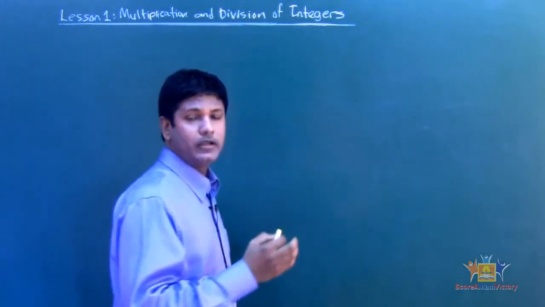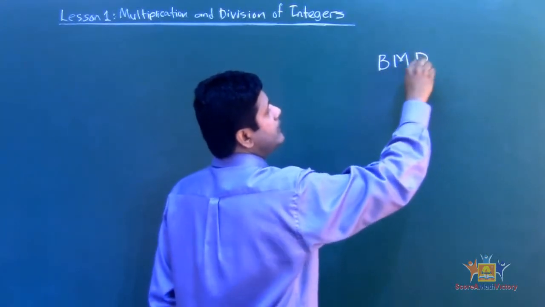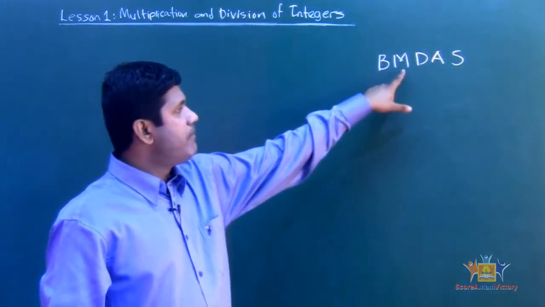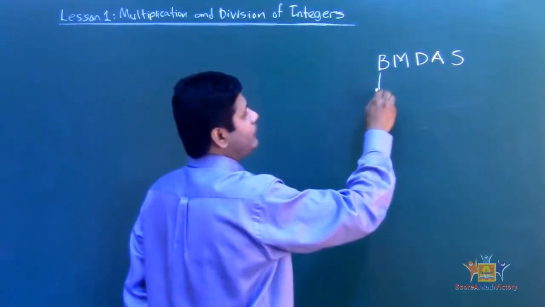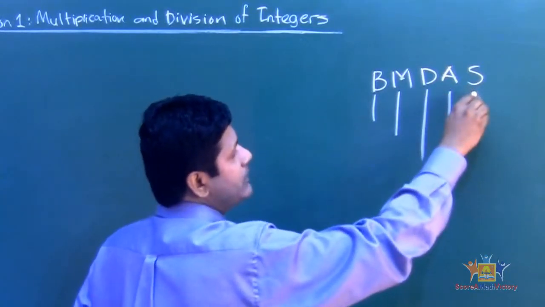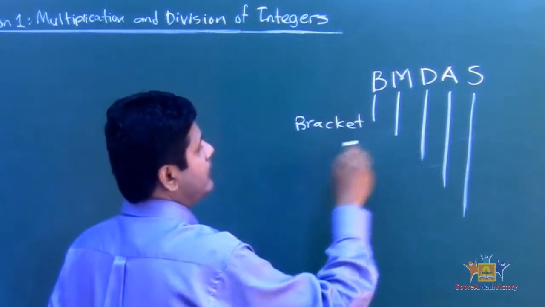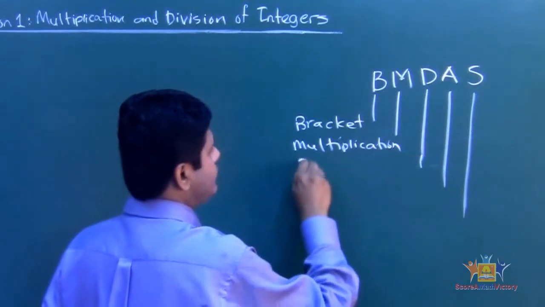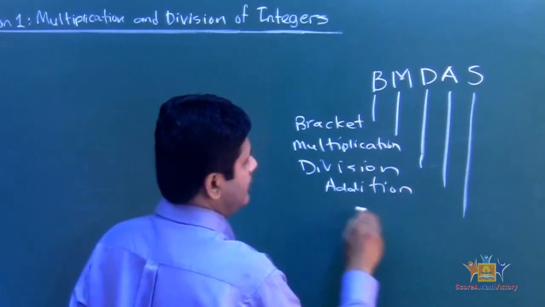Before we continue, I want you to know this, which is BMDAS. Now, what is that, Mr. Mac? Best Mathematics Developed at SCOE. That stands for B for bracket, M for multiplication, D for division, A for addition, and S for subtraction. So: bracket, multiplication, division, addition, and subtraction.